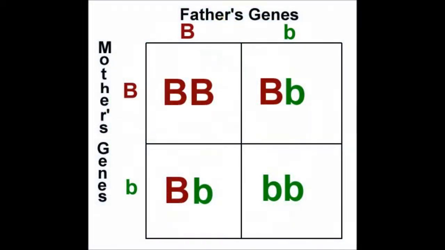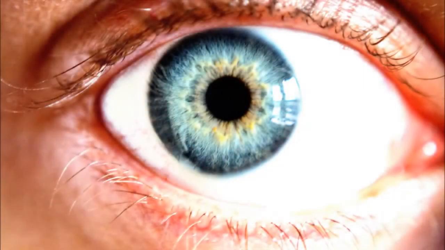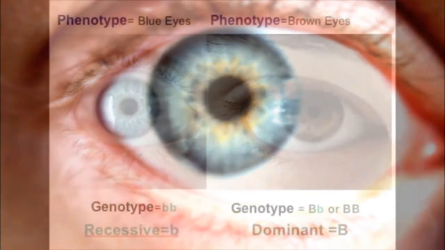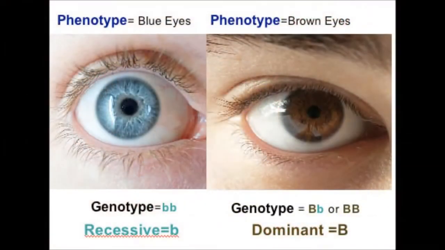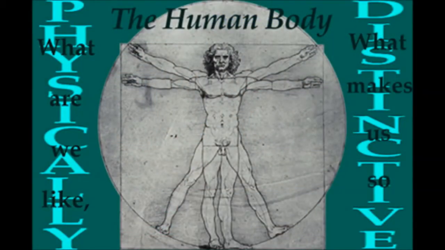Geneticists use letters to symbolize genes. For example, eye color, when simplified, is represented by the letter B. If an individual has brown eyes, their genes contain at least one dominant allele or version. Blue eyes are recessive and masked by brown alleles. What you look like is your phenotype.